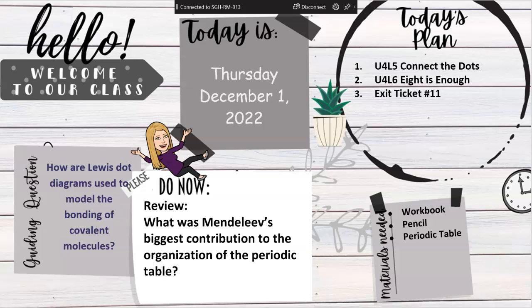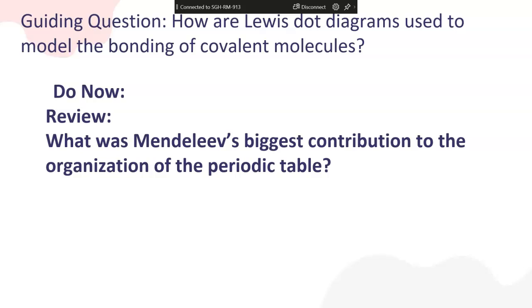Hello everyone, welcome to Unit 4, Lesson 5, Notes for Connect the Dots on page 2. By the end of this, you should be able to answer the guiding question: how are Lewis dot diagrams used to model the bonding of covalent molecules?